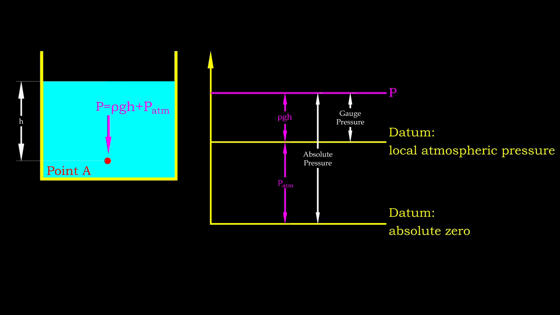We may neglect the local atmospheric pressure if we are to observe pressure changes at the same altitude. In this case, the datum for our measurement would be the local atmospheric pressure. The difference between the absolute and atmospheric pressures is called gauge pressure.